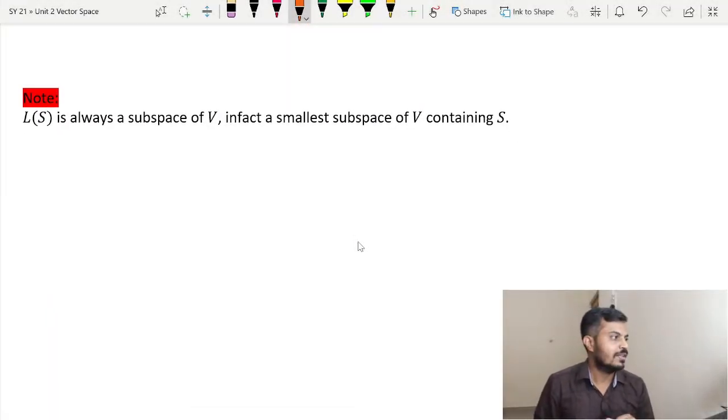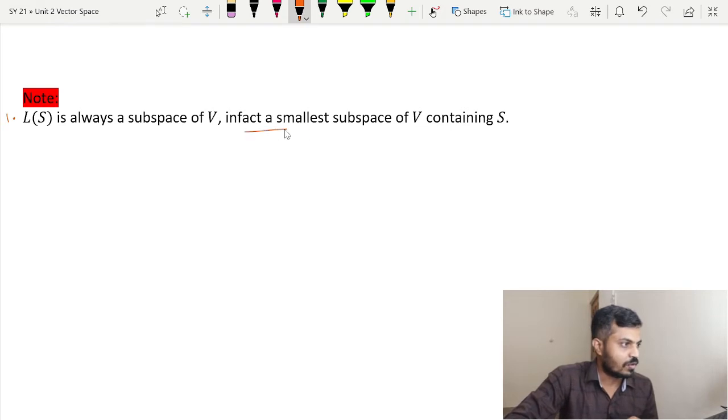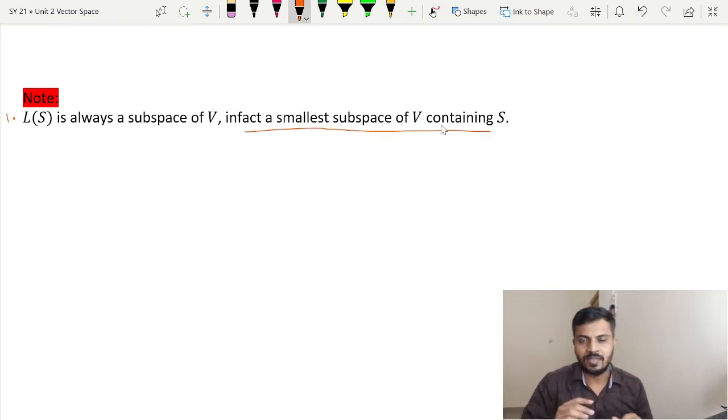Note that the linear span of S is always a subspace of V. This is a first note. In fact, it is the smallest subspace of V containing S, and this part we will see later on, what we mean by the smallest subspace of V containing S.